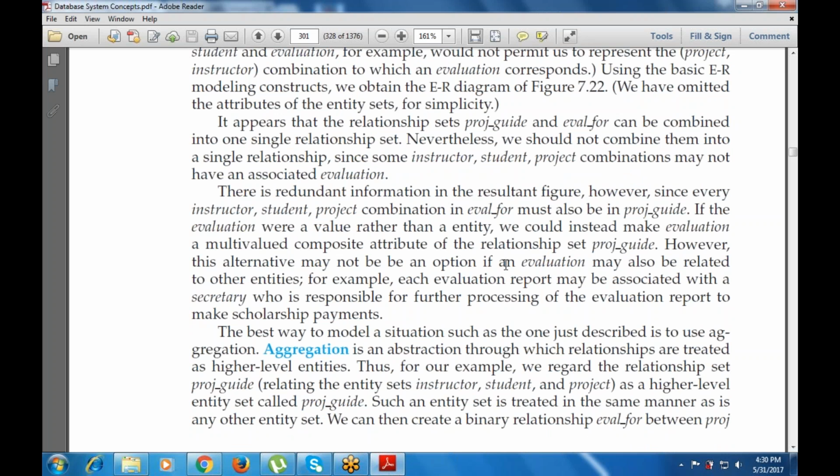Now, if the evaluation were a value rather than an entity, we could instead make evaluation a multi-valued composite attribute. Multi-valued means that it contains more than one part. However, this alternative may not be an option, since an evaluation may be related to other entities.